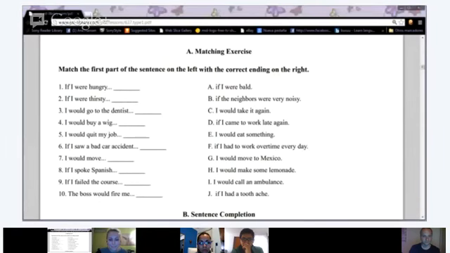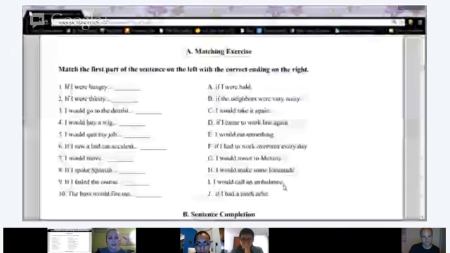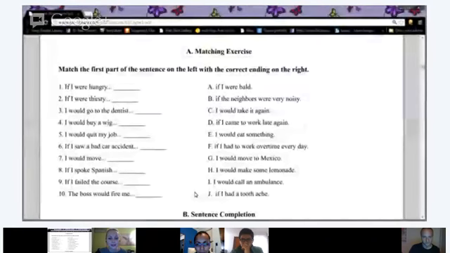A wig is something that you would buy to replace hair. So if I'm bald, if I don't have any hair, I would buy a wig and I would wear that. Okay, got it. I would buy a wig if I were bald. There you go. If I were bald. Numbers 5 and 6, please.